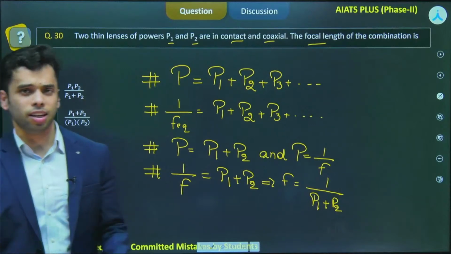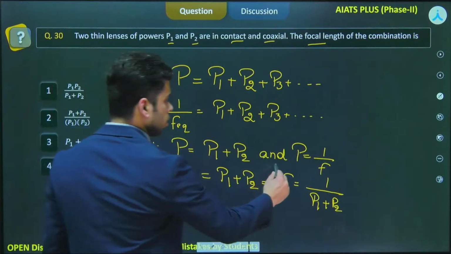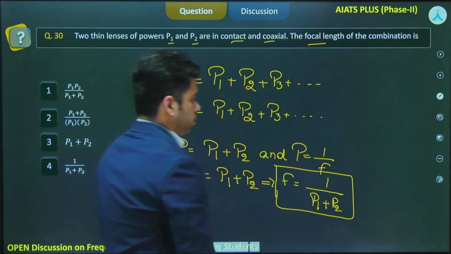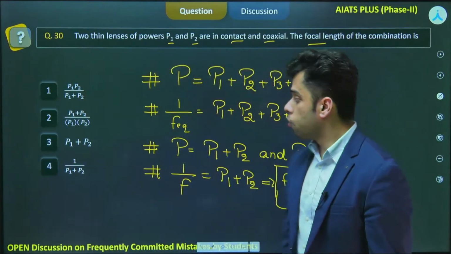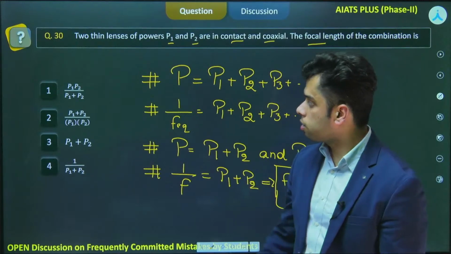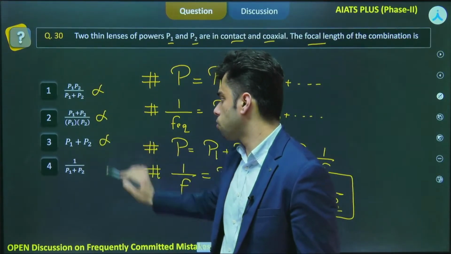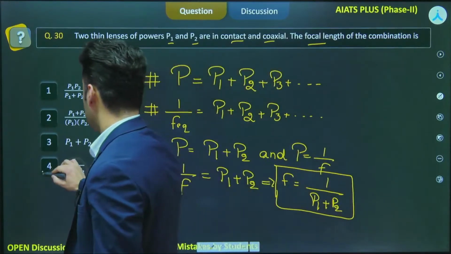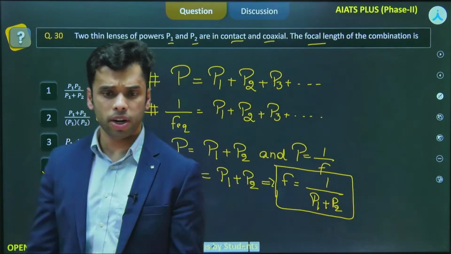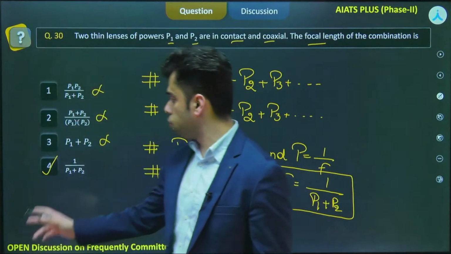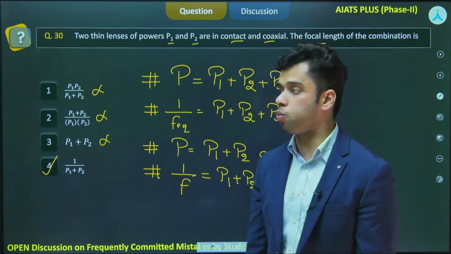Simple problem, nothing fancy. Just a little rearrangement of terms and you are good to go with the answer. So F is coming out to be equal to 1 over P1 plus P2. And this one is wrong, this one is also wrong, this one is also wrong. This seems to be the correct answer, option 4. Someone was commenting option 1. No, option 1 is a wrong answer. Option 4 is the correct answer, 1 over P1 plus P2.